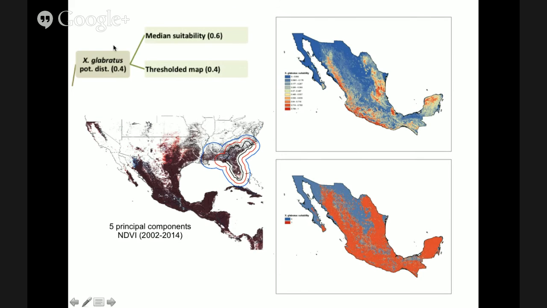If we look at the first part, what we call the Xyloborus glabratus potential distribution, we have the two maps that we mentioned. We have the median of the suitability in the upper right panel, and the thresholded map corresponding to this suitability in the lower right panel. The way we predicted this suitability map in Mexico comes from projecting the model trained on the eastern coast of the United States using NDVI into the Mexican territory. We use the five principal components of NDVI from the period of time that is here, 2002 to 2014.